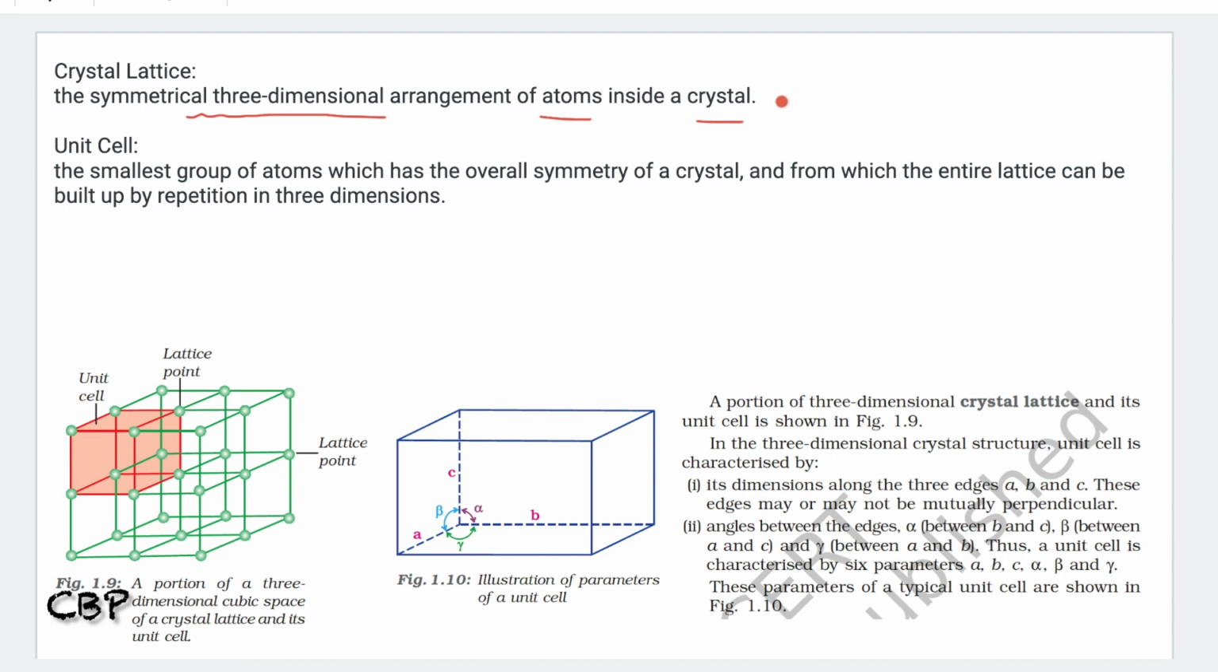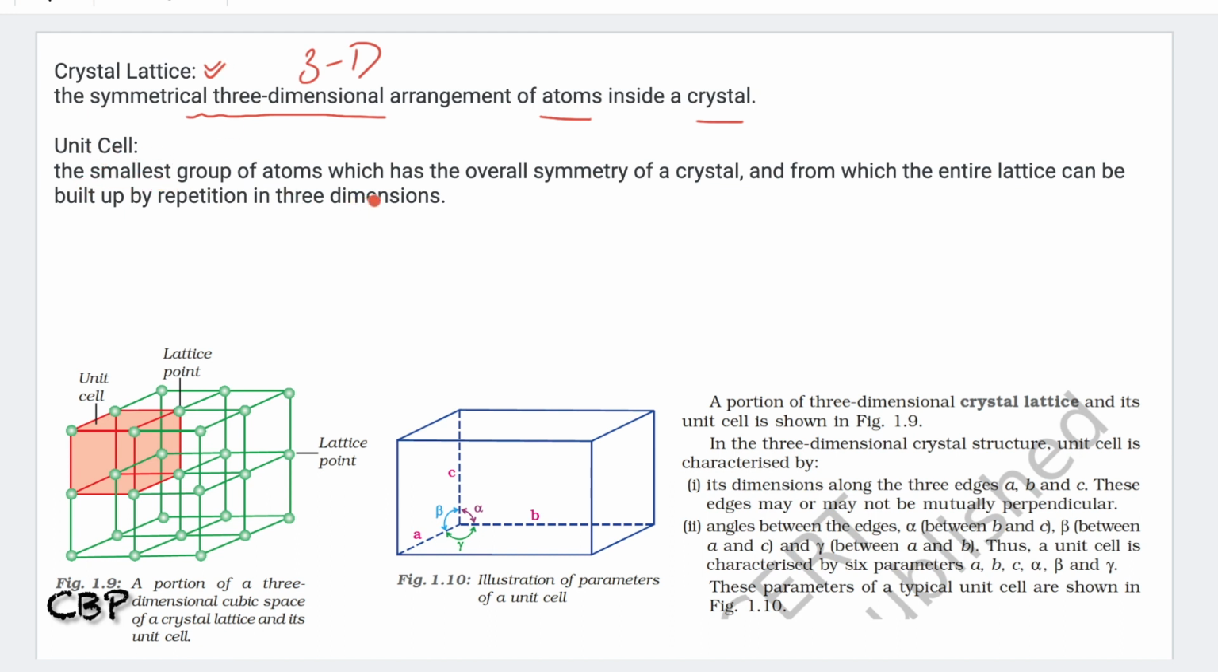Solids are of two types, that is crystalline solids and amorphous solids. Now in a crystal, the 3D arrangement of atoms inside a crystal, we call it crystal lattice. Okay, now second one is unit cell. Now what is unit cell?